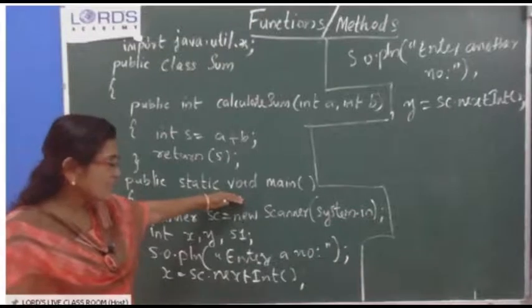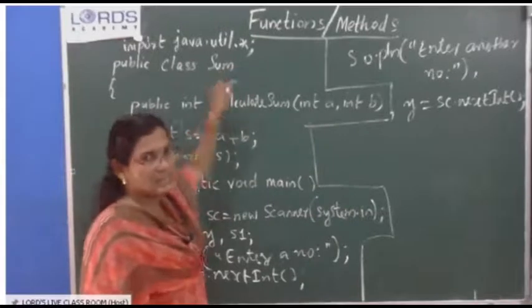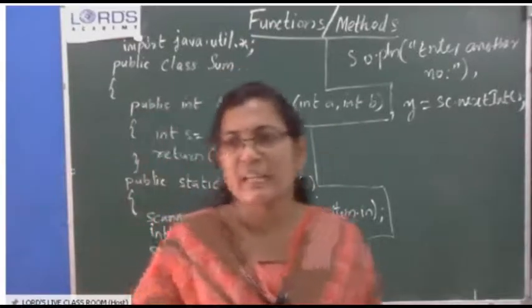Now this is a static method. In the static method, to invoke the non-static method, we have to create an object of the class. How do we create an object of a class?